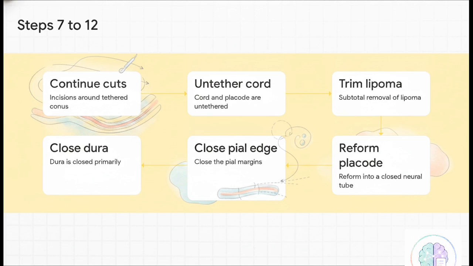Better safe than sorry. Step 10. Reform the placode into a closed neural tube. Step 11. Close those pial margins. And finally, Step 12. Close the dura. If there's way too much tension, just use a fascial graft.